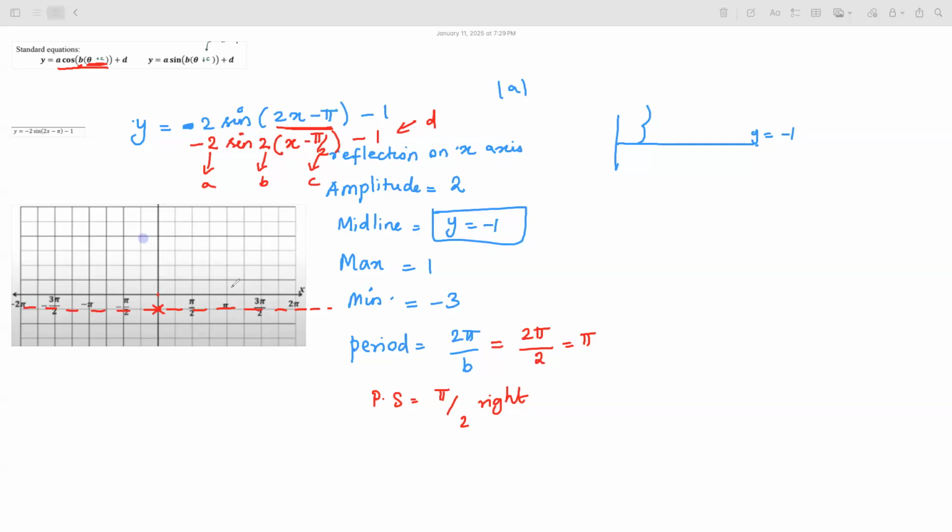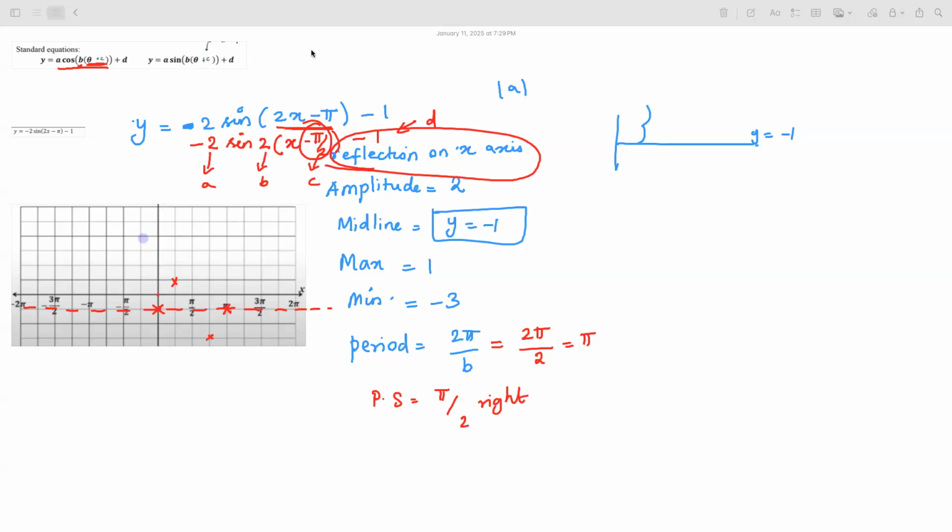The period is pi. See here, the period is pi means what happens? Again, it goes to here. The max is 1, right? Min is -3. Does it make sense, guys? But that's not it. What is the problem with this? I have not taken into account what? The phase shift or the reflection. We need to be very careful.